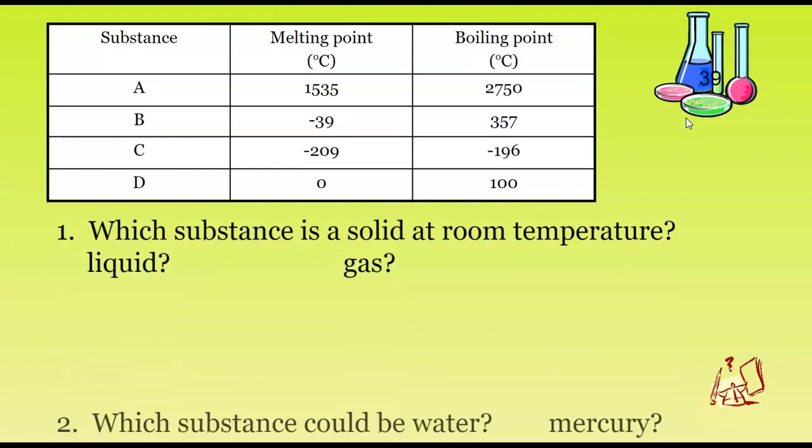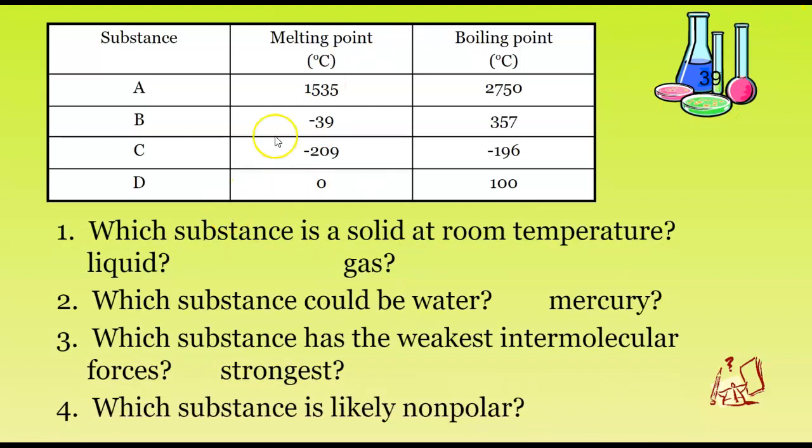All right. Well, let's look at my nice little table right here. Based on this table, we can figure out what is a solid at room temp, what is a liquid at room temp, and what is a gas at room temp. Well, let's look at melting. Melting at room temperature should be 0. So this is below 0, this is below 0, that's 0. All of these are canceled out as a solid.